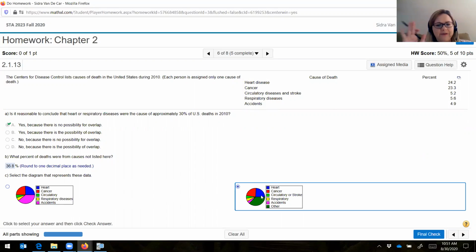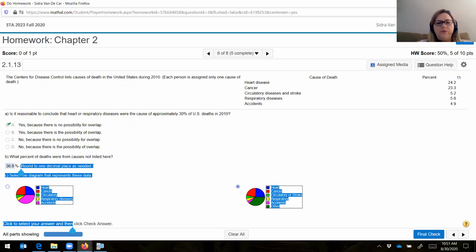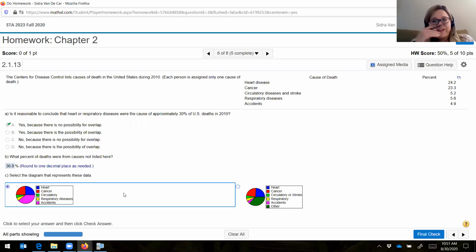All right, now, having said that, notice that this has 1, 2, 3, 4, 5 categories, and this has 1, 2, 3, 4, 5, 6 categories. That other is that 36.8%, the remaining. I can't use a pie chart if it doesn't go to 100%. So this one that has only 5 categories, we know that doesn't total up to 100%. So this is absolutely wrong to use a pie chart in this case.